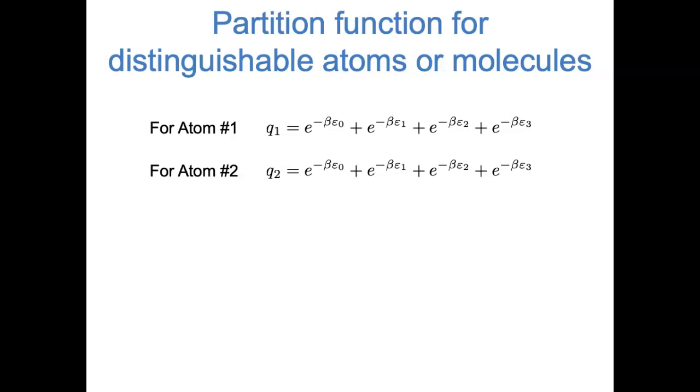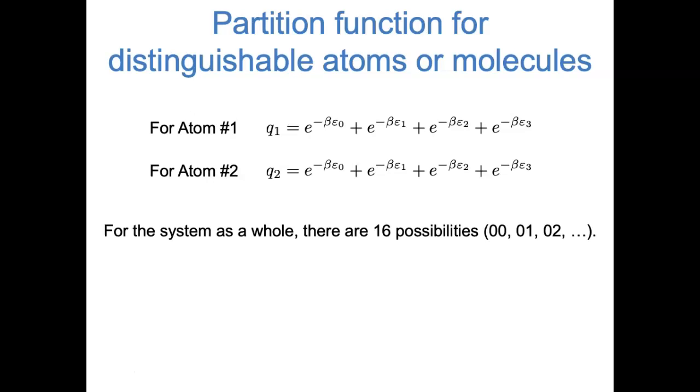But we want to think not just about one atom at a time, but the whole system of 2 atoms. For the system as a whole, there are 16 possible configurations of energy levels that these two particles can be in. Atom number 1 can be in any of the 4 energy levels, and independent of that, atom number 2 can be in any of the 4 energy levels. So there's 16 possibilities total that we can think of as 0, 0, 0, 1, 0, 2, etc.